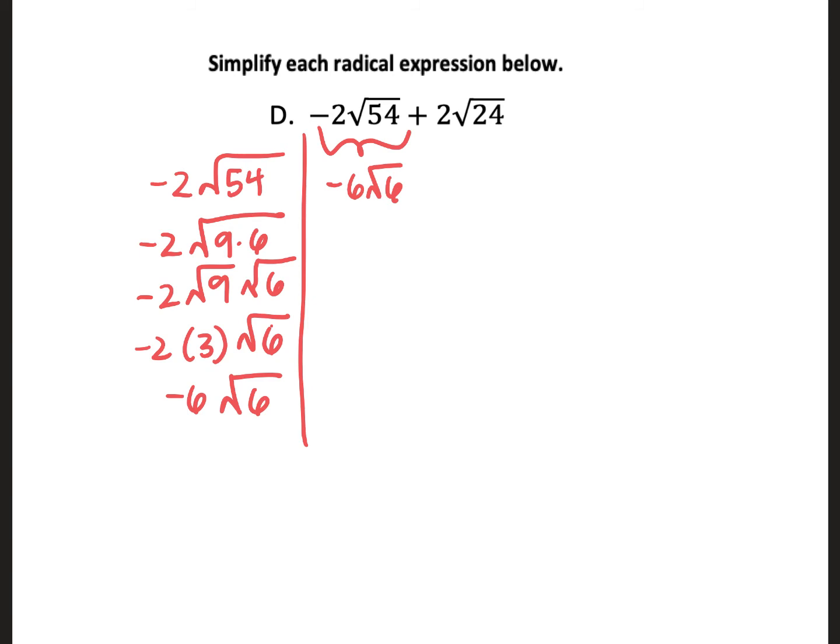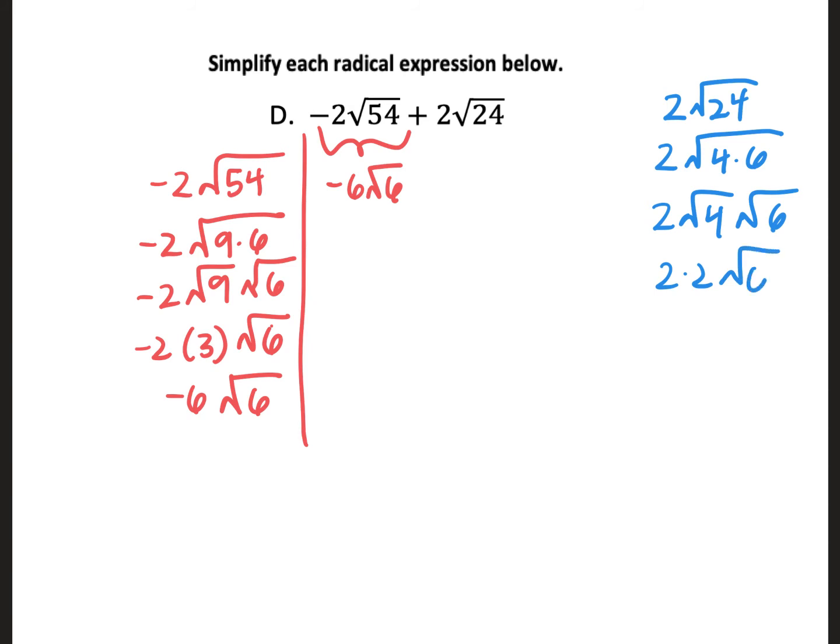Now we need to do the same thing with 2 root 24. I need to simplify it, so I'm looking for a perfect square that goes into 24. I know I can't divide it by 16. I can't divide it by 9, but I can divide it by 4. So we have 2 times the square root of 4 times 6, which is 2 times the square root of 4 times the square root of 6. The square root of 4 gives me 2, so we have 2 times 2 up front, and then root 6. 2 times 2 gives me 4 root 6. So this is the same as a positive 4 root 6.